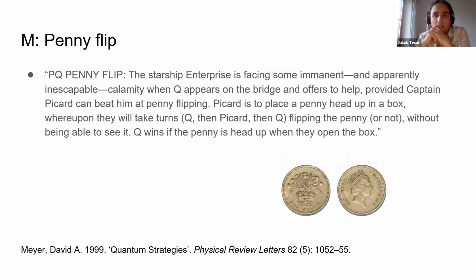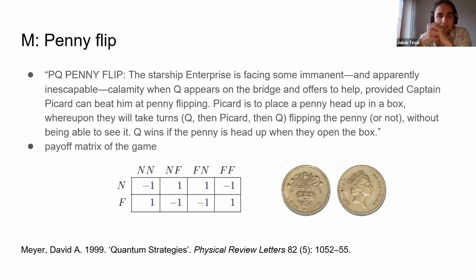You have the Starship Enterprise, which is facing some calamity, and Q appears on the bridge and offers to help, provided Captain Picard can beat him at penny flipping. Penny flipping is a game which goes like this. Picard is to place a penny heads up in the box, whereupon they will take turns, Q, then Picard, then Q, flipping the penny or not. They can decide what to do without being able to see it. So they probably somehow shake the box, and they will either flip it or not. Q wins if the penny is heads up when they open the box, and Picard wins if the other side is up when they open the box.